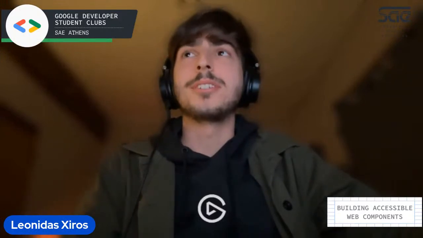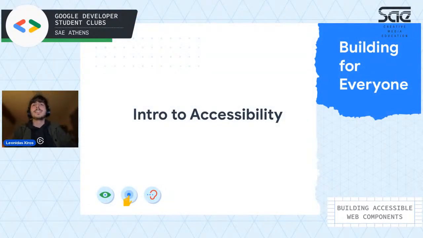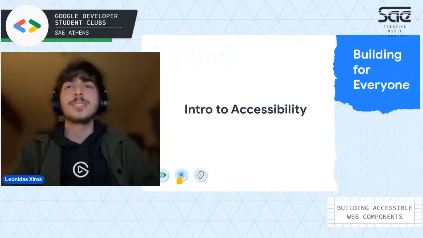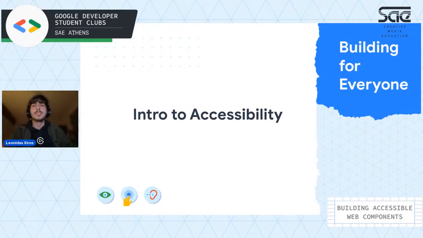Hello, everyone. As you may know, the event is called Building for Everyone, and it's an intro to accessibility. We're going to talk about what accessibility is. Accessibility mainly refers to the design of products, devices, services, or environments that can be used by people with disabilities. However, accessibility can also benefit a broader audience beyond people with disabilities, like elder people or even people with situational limitations. For example, someone using a mobile device in bright sunlight.